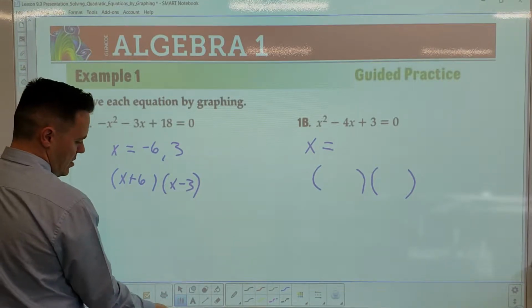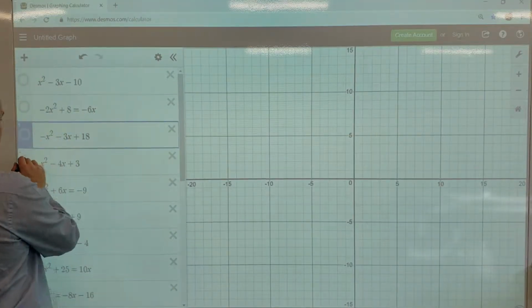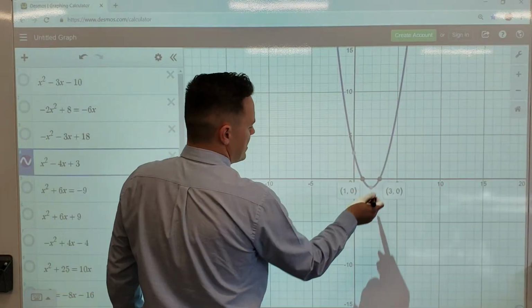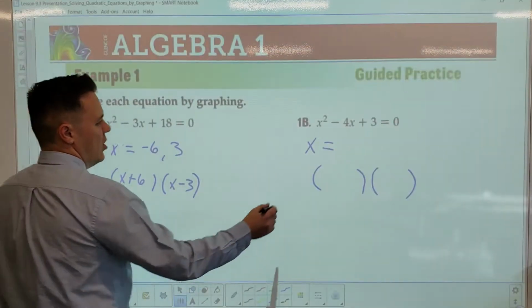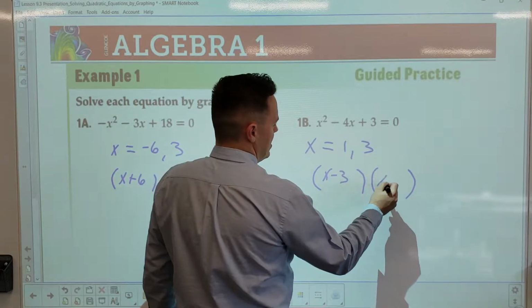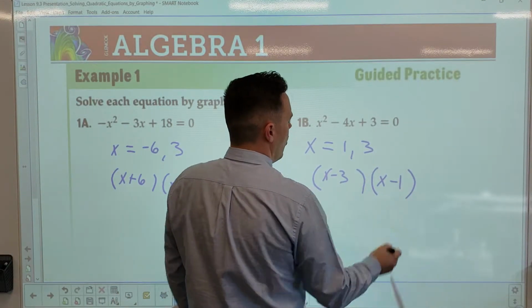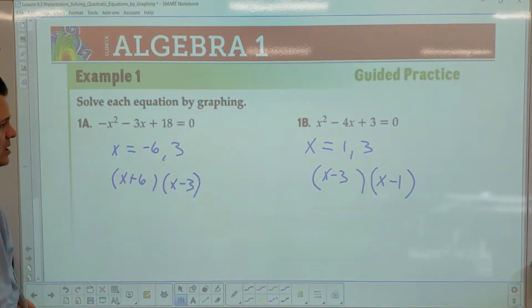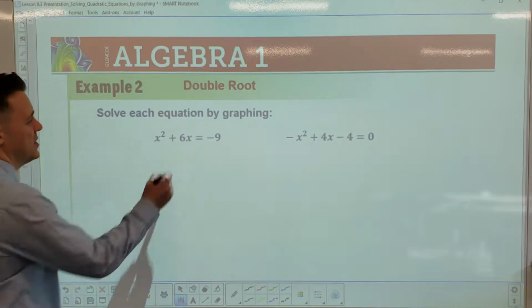Do the next one here. 2x squared minus 4x plus 3. My x's are 1 and 3. So on here, if it's 1 and 3, this would be x minus 3, x minus 1. Sorry I wrote it backwards, but it doesn't matter how you write it. Always remember that. All right, going forward, now we're going to talk about a double root.